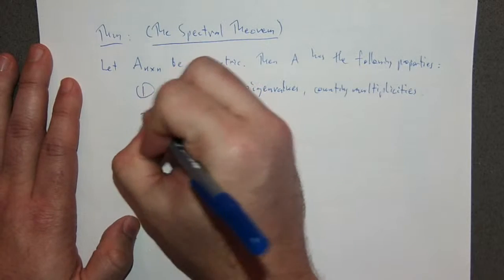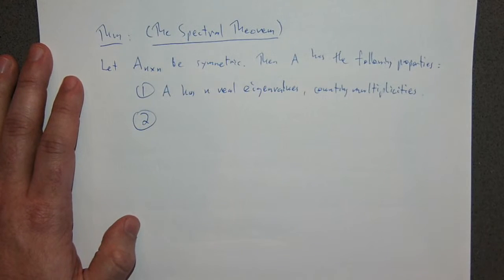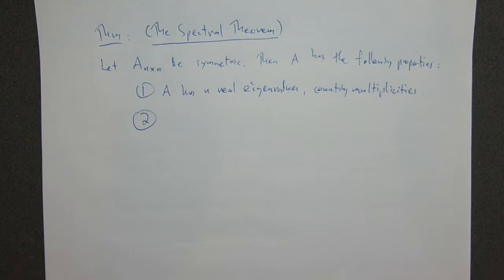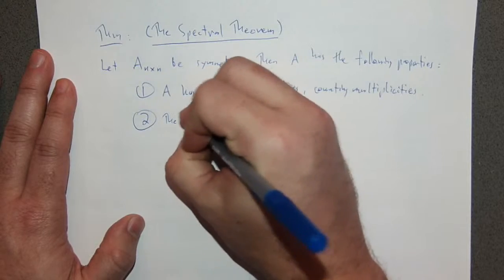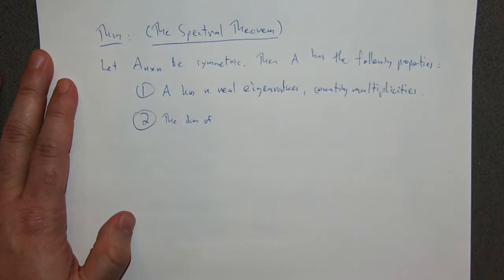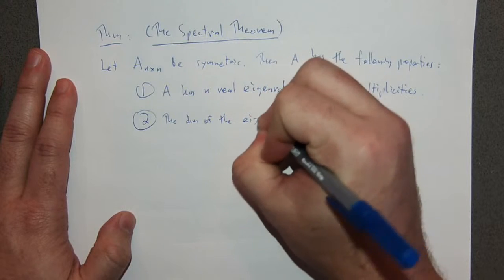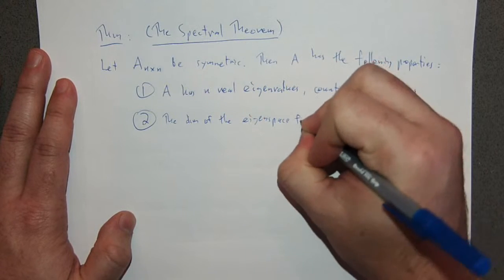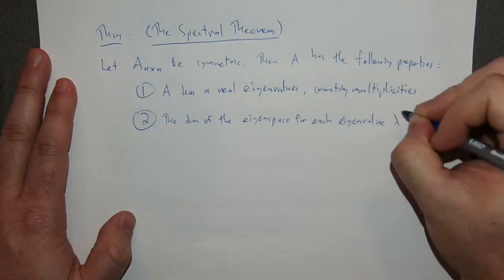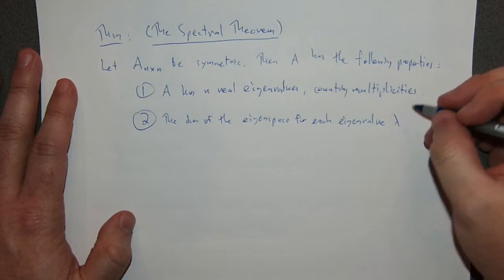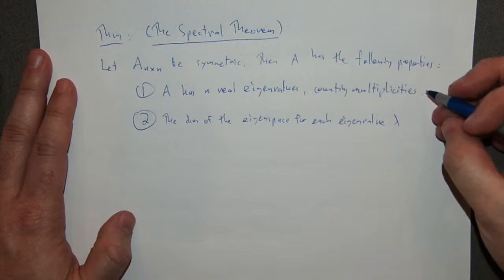All right. That's really nice. I mean, it tells you it has no complex eigenvalues, right? So it's only got real eigenvalues. So that's a really nice fact. Second, the dimension of the eigenspace for each eigenvalue, lambda, equals the multiplicity of lambda as a root of the characteristic polynomial.